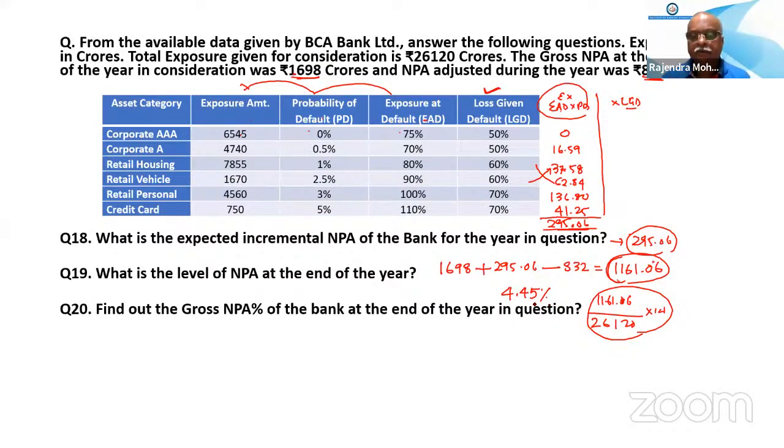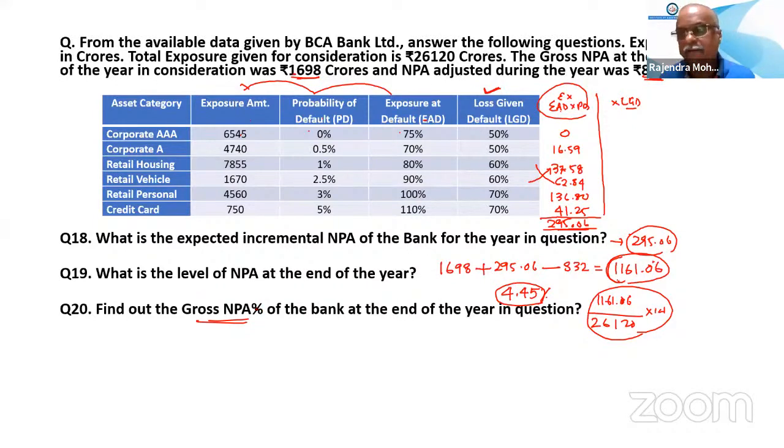Okay, so 4.45 is the answer. Sir, please tell me the formula for question number 20. Gross NPA formula you do not know? Gross NPA percentage equals gross NPA divided by total advance into 100.